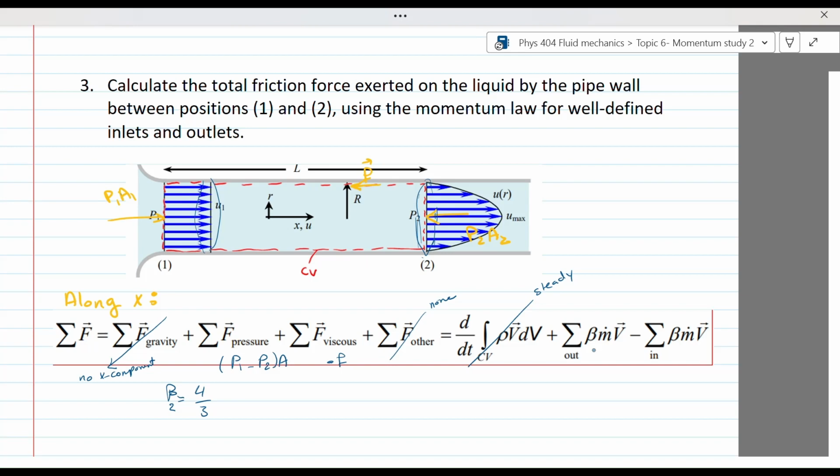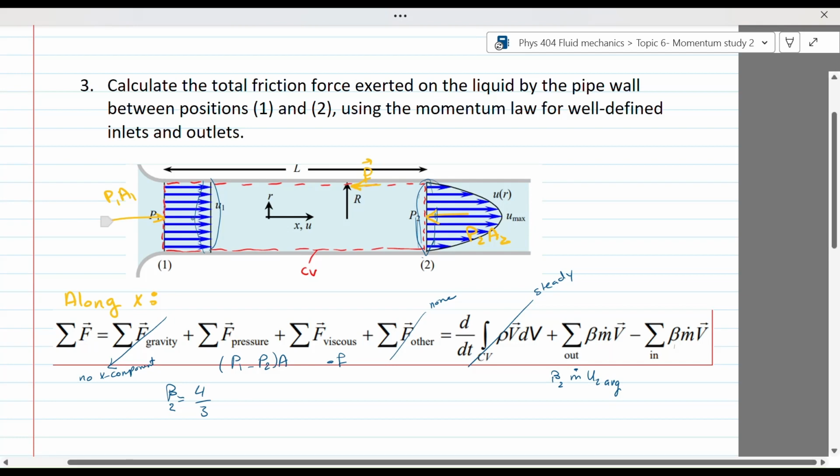And across my outlet, I will only have one outlet, which is at point 2 here, so I will get beta 2 m dot times my velocity along the x-axis, written as u2. Here I use the average quantities for my well-defined inlets and outlets, and I account for the variation of the actual velocity profile by using the correction factor beta 2, which I just found. For my inlet, I will have no correction factor because at my inlet the velocity is constant, so the average is the velocity itself, and here I will have m dot times u1.